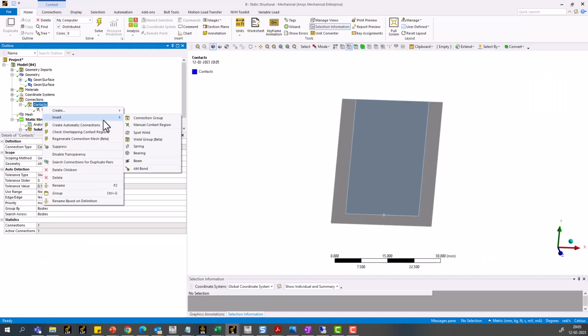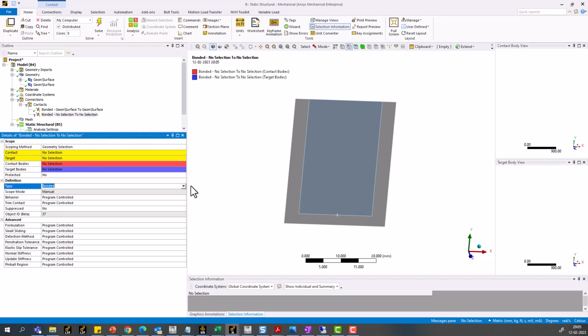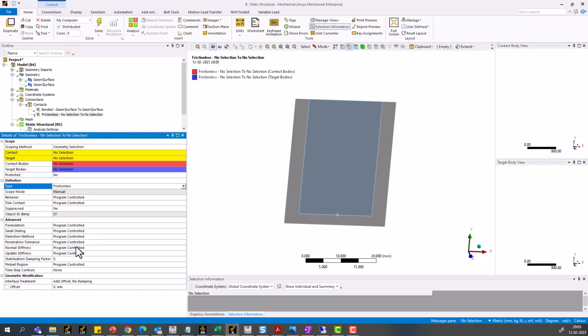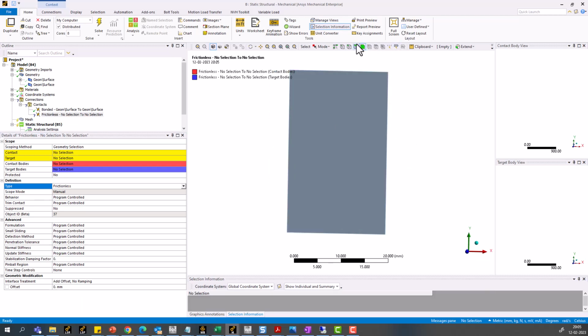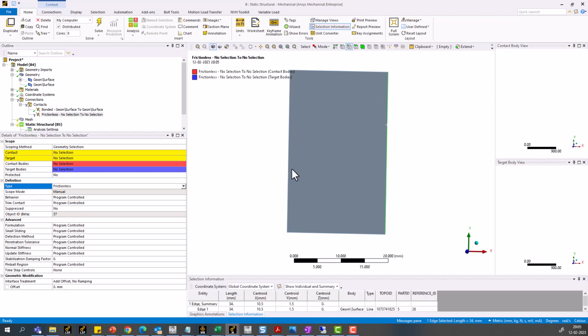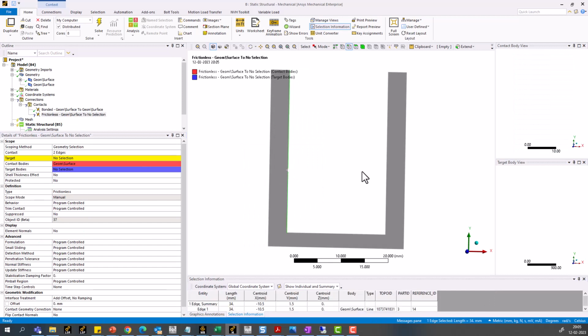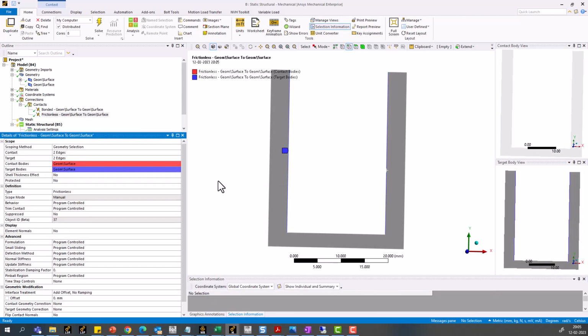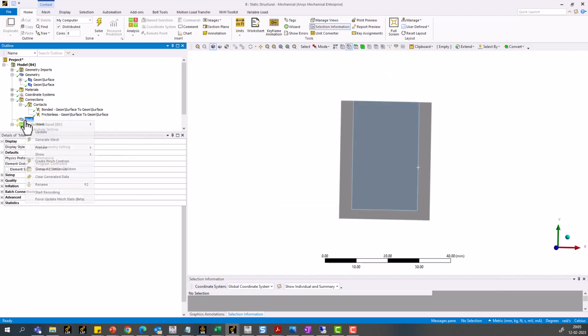So insert, I will create one manual contact. Before even selecting the contact and target, I will change this behavior to frictionless behavior, and the rest of the settings we can leave as default. Let me hide this one and select these two edges on the contact side, invert visibility, and these two edges on the target side. Okay. Now notice what is happening when I create the mesh.